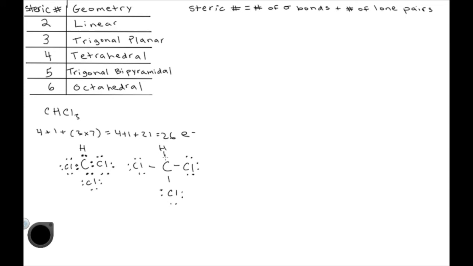Okay, cool. So now to determine the molecular geometry of chloroform, we have to look at the central atom, carbon. Carbon has a steric number of 4, right? Because we have 4 sigma bonds and no lone pairs, right? So our steric number is going to be 4 plus 0, which is just 4. And for that reason, our geometry is going to be tetrahedral. Tetrahedral.